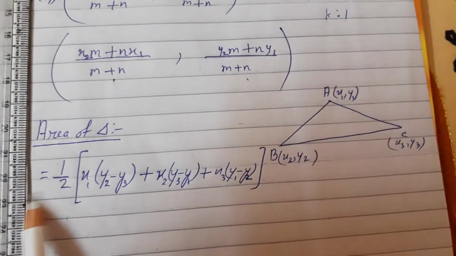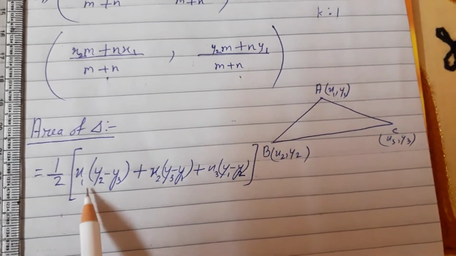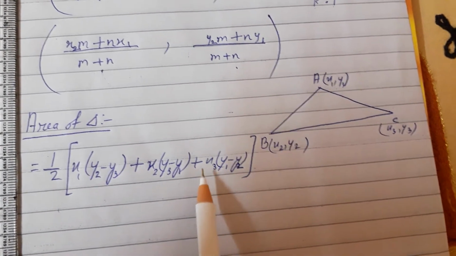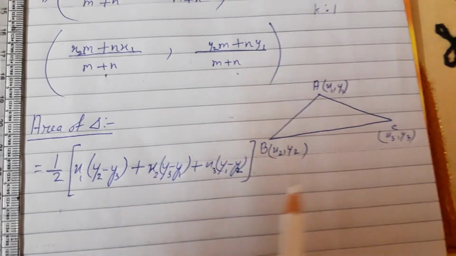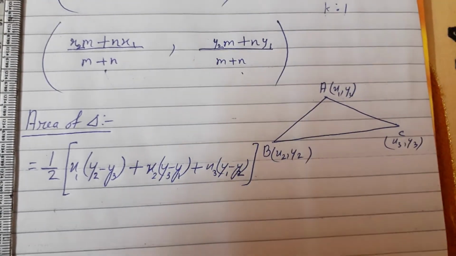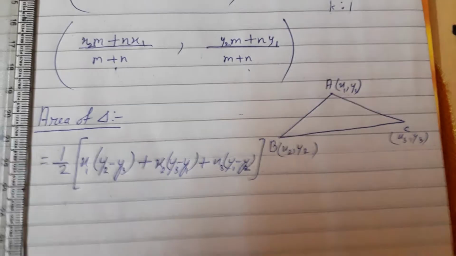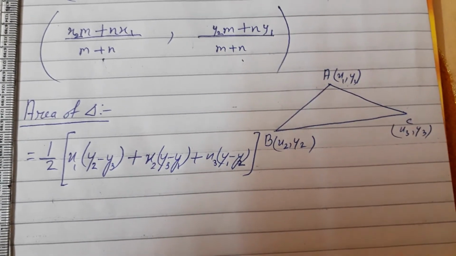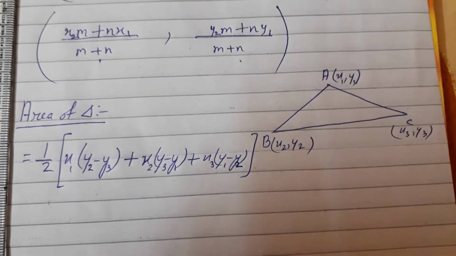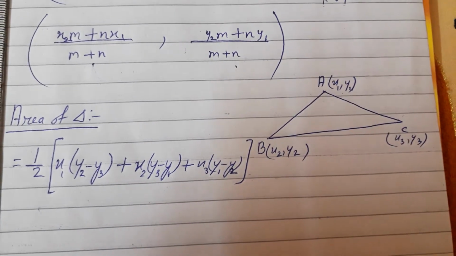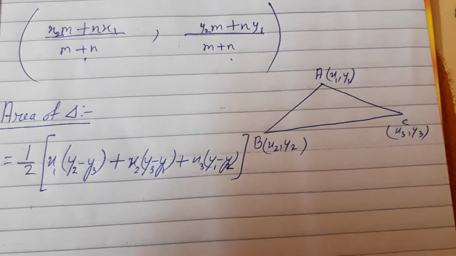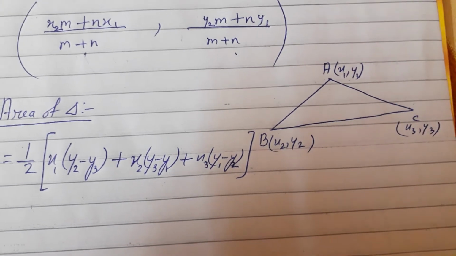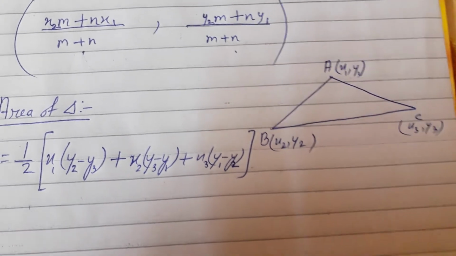See, the formula is half into x1 into (y2 minus y3) plus x2 into (y3 minus y1) plus x3 into (y1 minus y2). Now see, you can tell me that this formula is very confusing. Where you have to write 2, where you have to write 3, it's very confusing. So do not learn this formula thoroughly. If you learn this formula thoroughly, then it will be very confusing. Okay, so please learn this formula the way that I am showing to you.